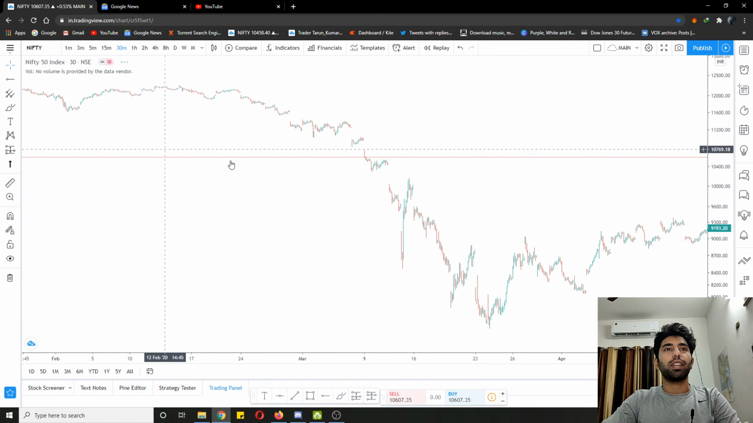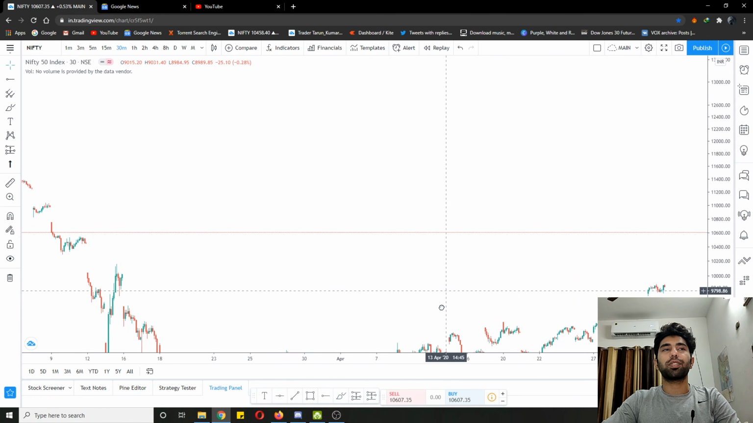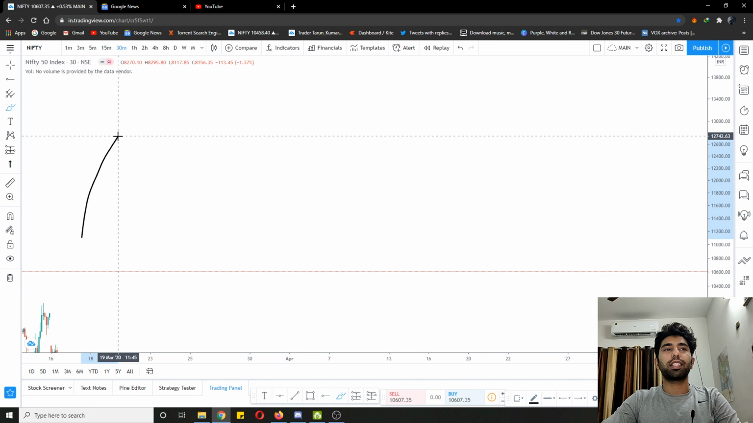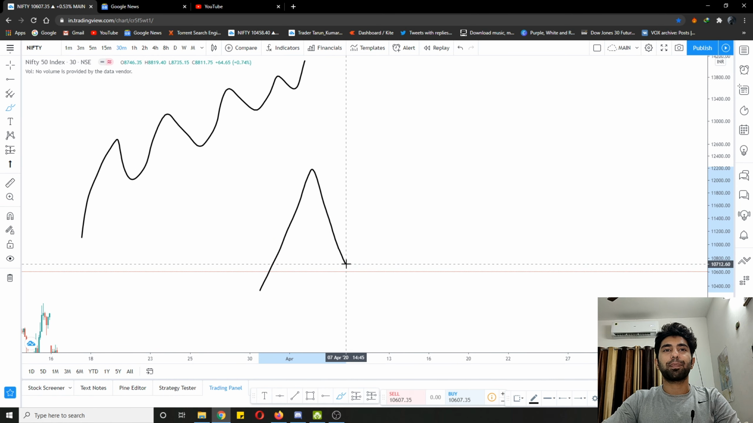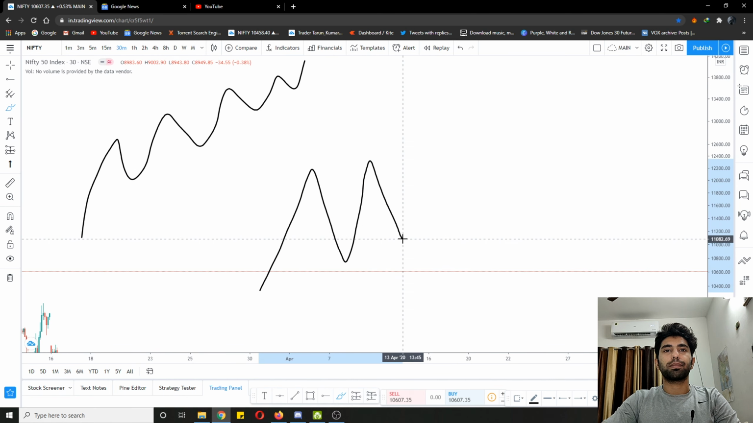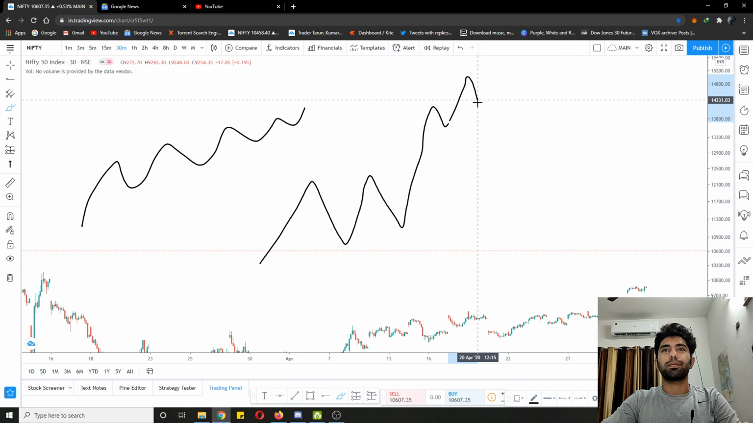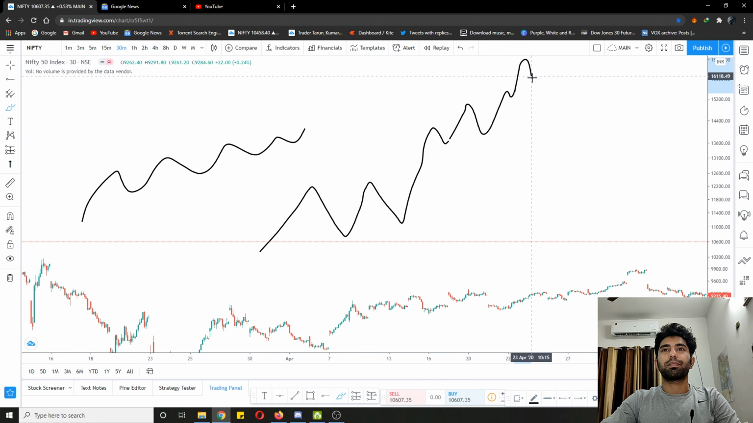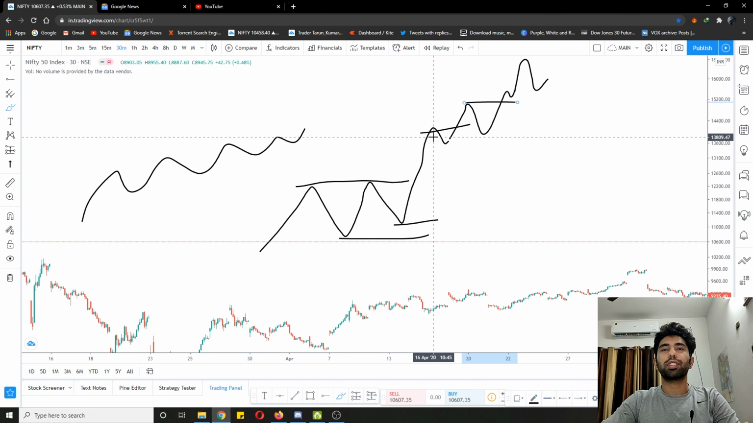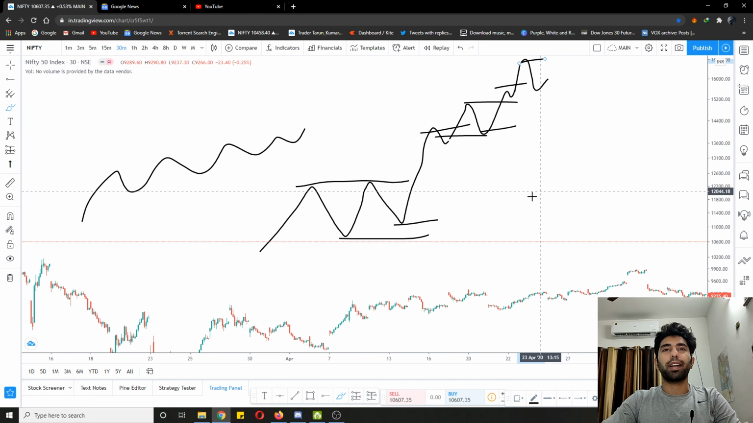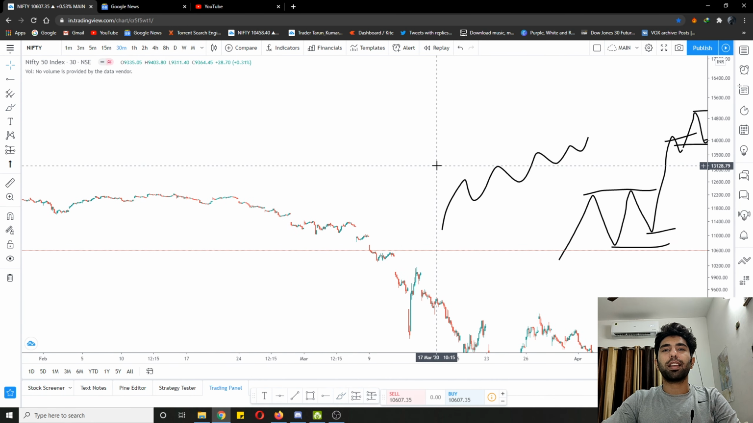And the uptrend can look different as well. Most people will show you that the uptrend will look something like this, but the uptrend can look something like this as well. This is also an uptrend because the market is always making higher highs and higher lows. So this also is an uptrend. I hope everything is clear, and this is it for the video.